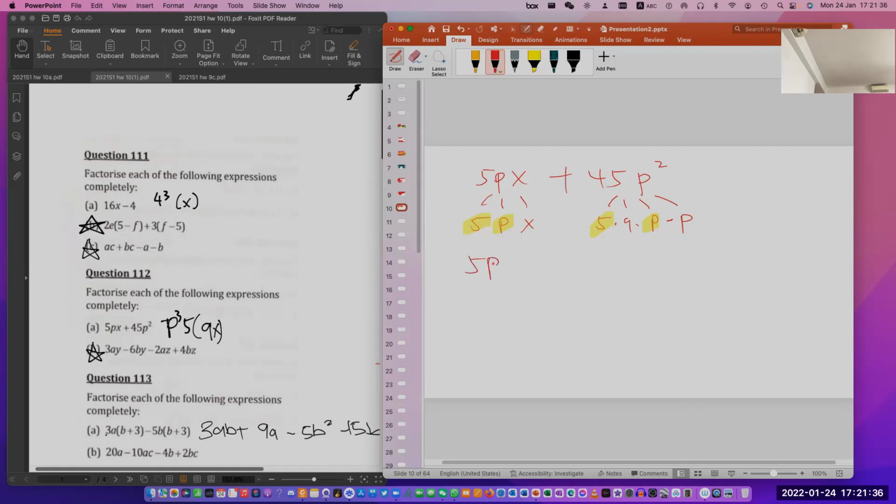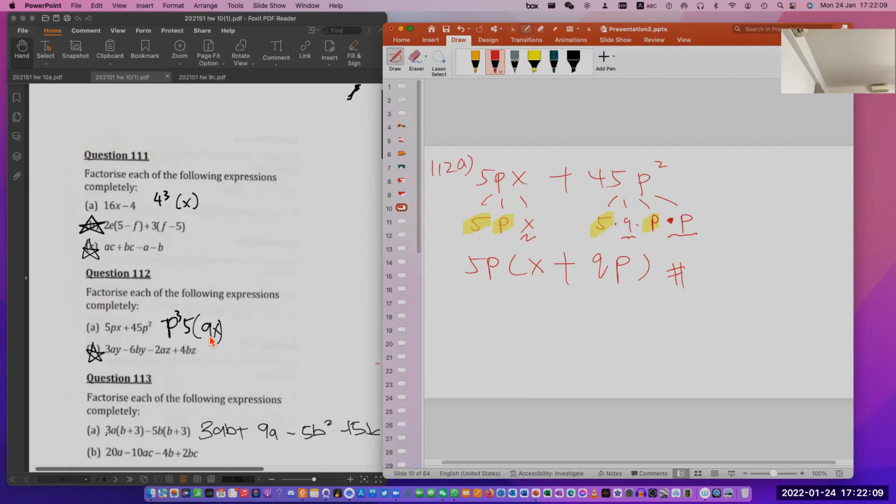So take out 5p. Once you have taken out 5p, you have x left, which is here. And then you put a plus in between. And then you have this q, and this is a times. Okay. So you have this qp left, so you just write qp. So this is the answer for 112A, which is this. And you are wrong. Are you wrong? Yes, you are wrong.